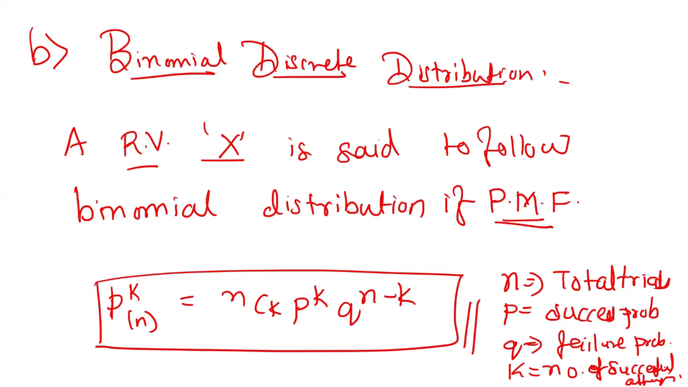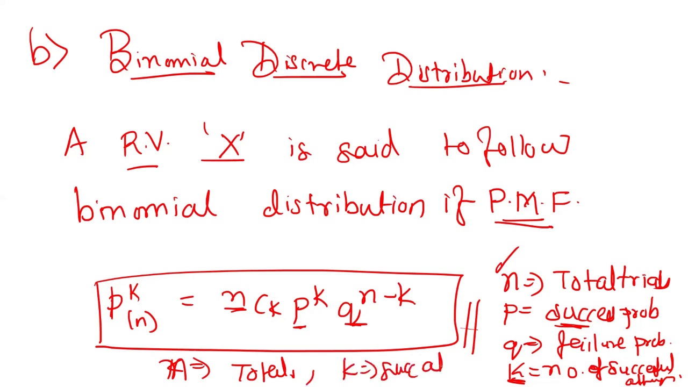So a random variable x is said to follow binomial distribution if the PMF P of nk is nCk, p raised to k, and q raised to n minus k, in which n is the total number of trials, p is the success probability, q is the failure probability, and k is the number of successful attempts out of n. So if there are n total trials, k is the number of successful attempts. So that is about binomial distribution.